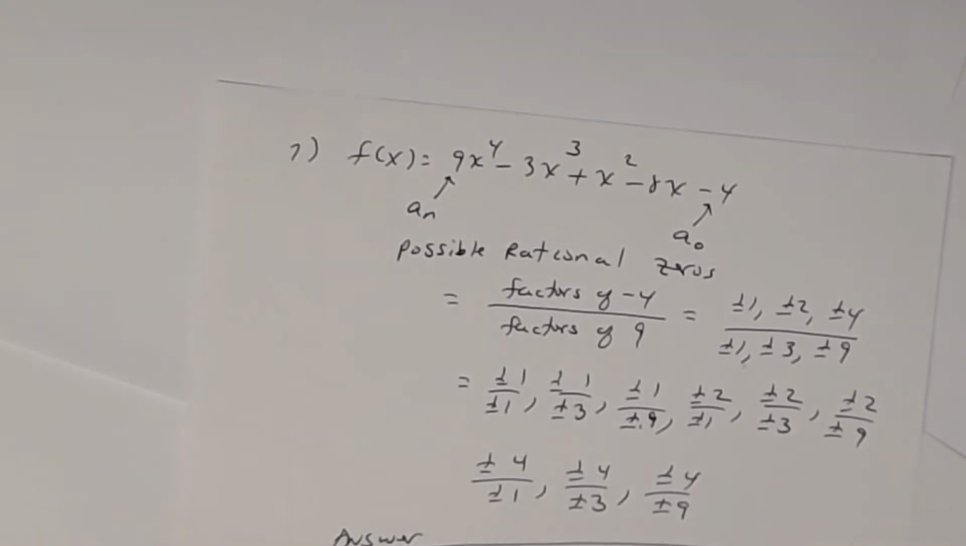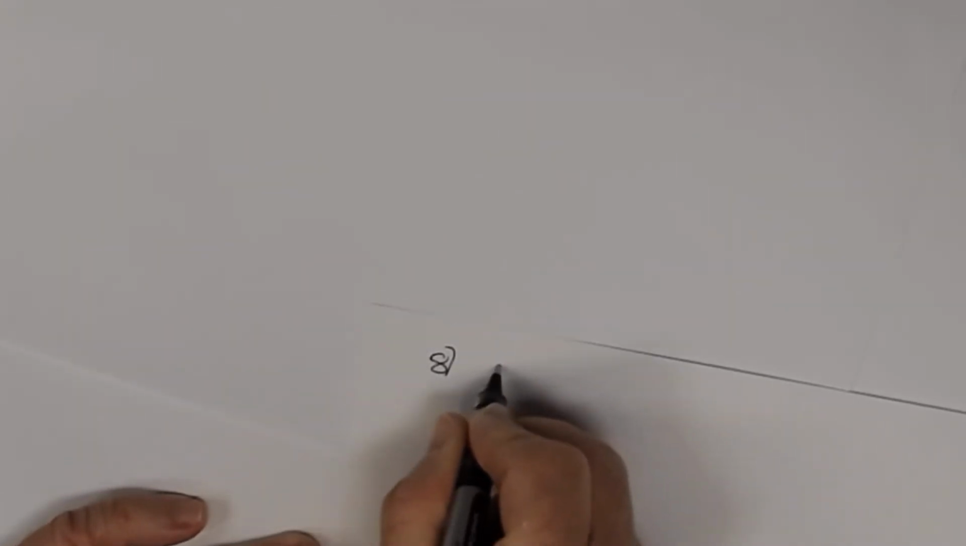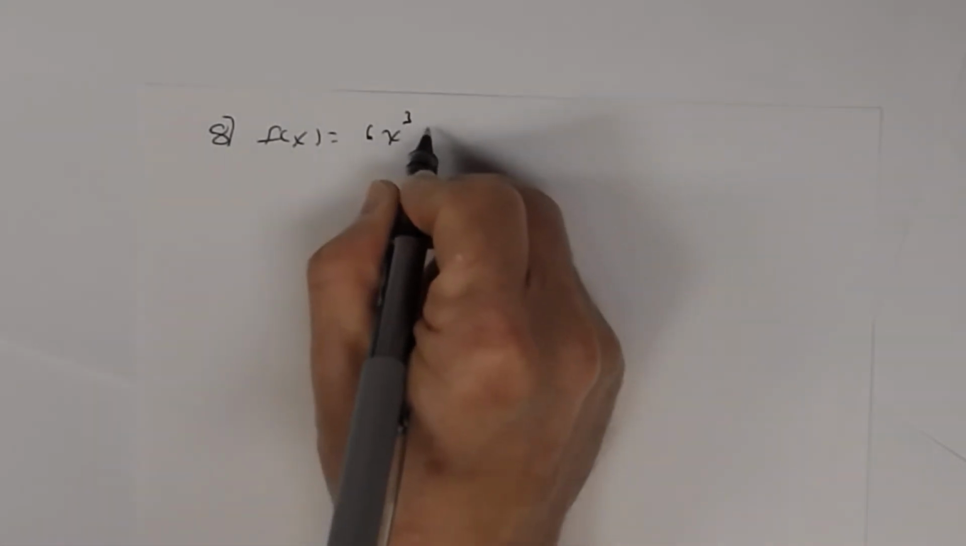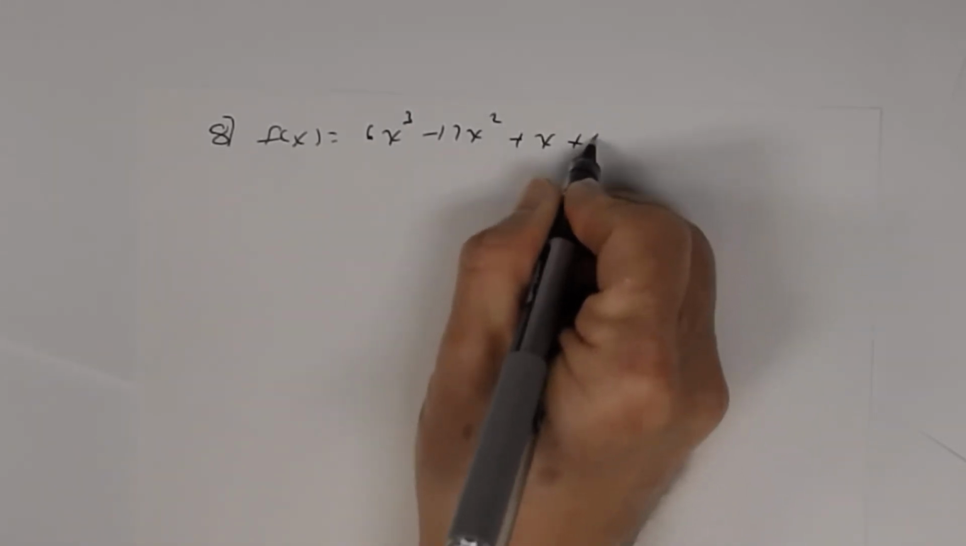Okay, let's do one more and I think we'll be done. All right, so this will be number 8. Suppose our function is this, number 8. Let me quickly find where it is. Okay, here it is. So let's suppose we had 6x cubed minus 17x squared plus x plus 10.